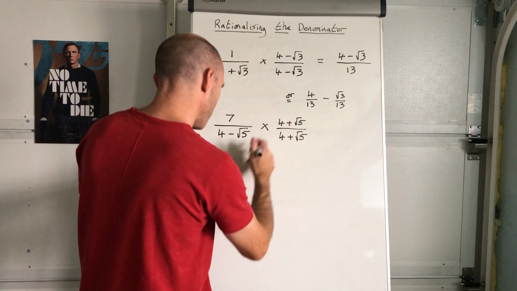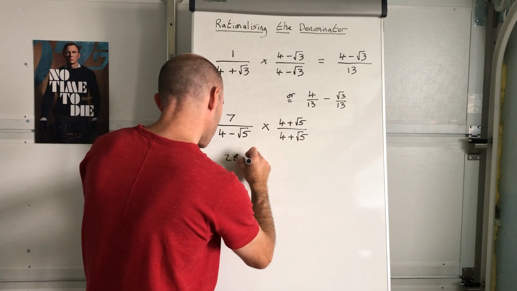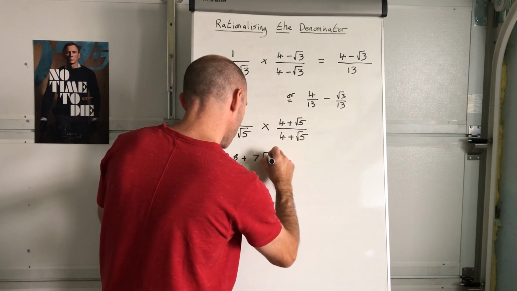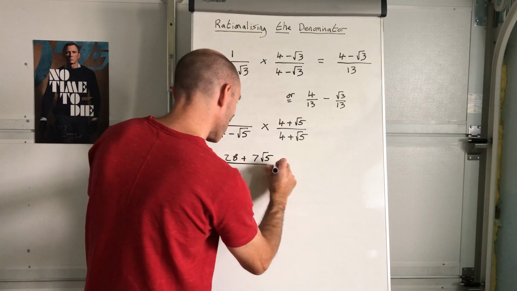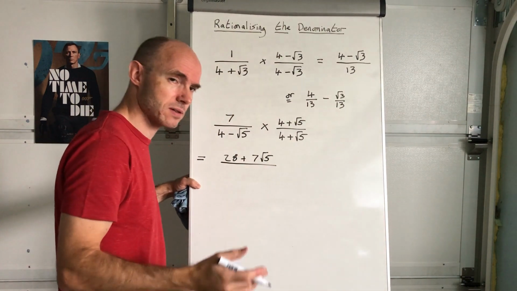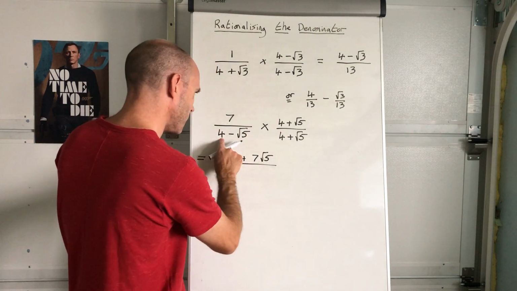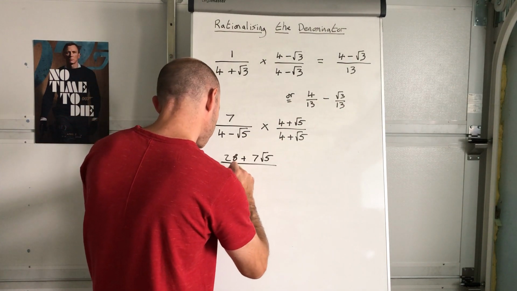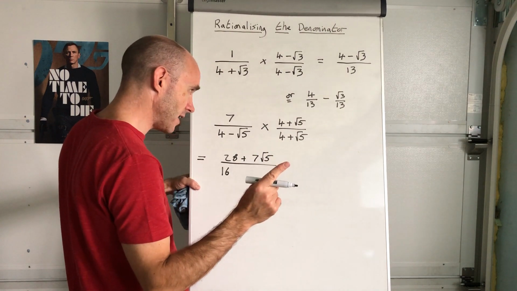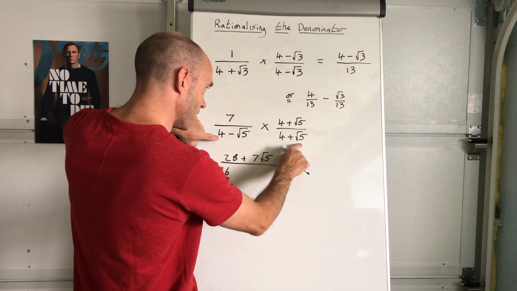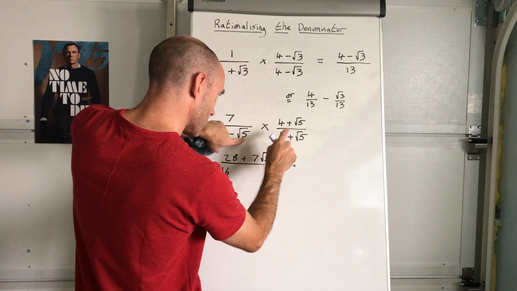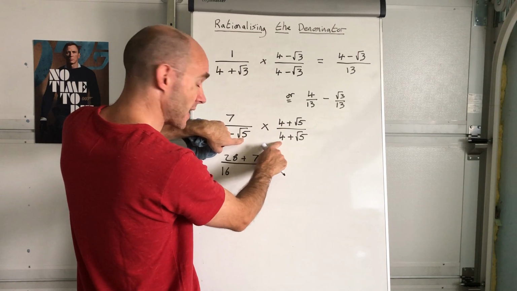So 7 times all of that, so that's 28 plus 7 root 5 over. Some of you can do this in your heads. If you can, great. If you need a bit of time doing the working, it's fine. So 4 times 4 is 16. If you want, you can write it down, but we should know that the 4 root 5 times the 4 times negative root 5, they're going to cancel.